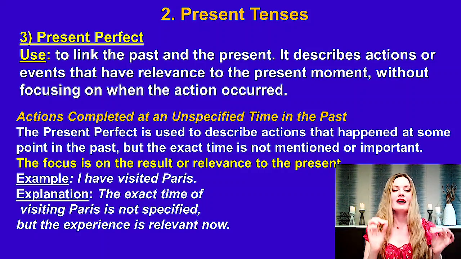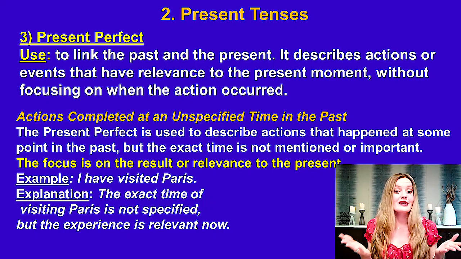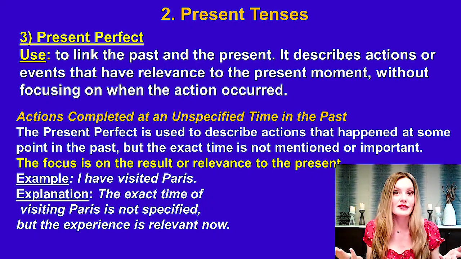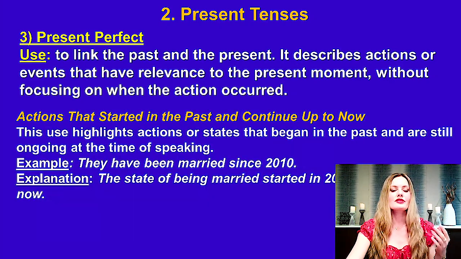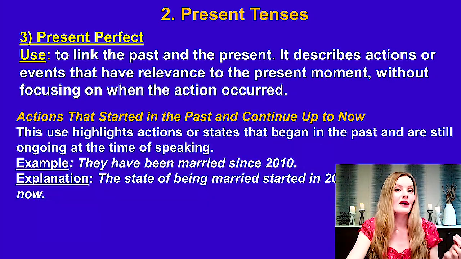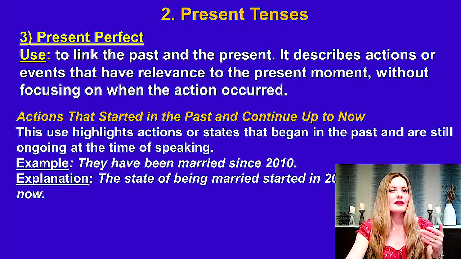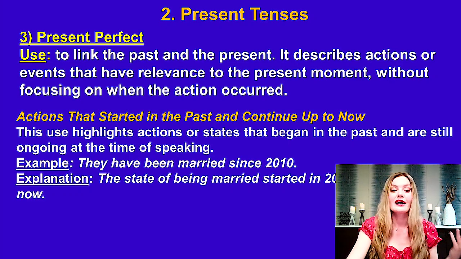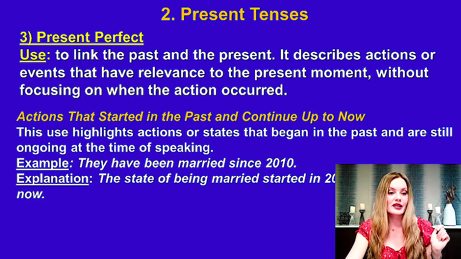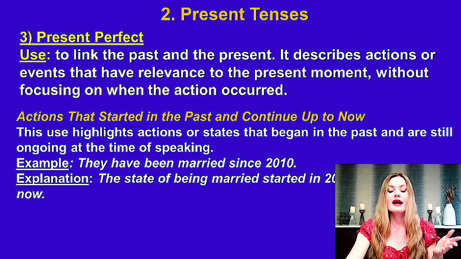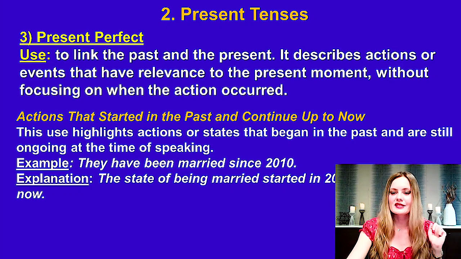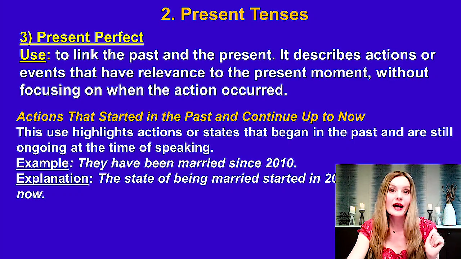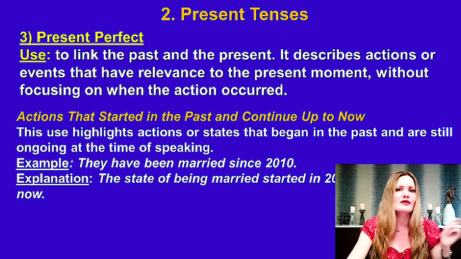For example, I have visited Paris. The exact time of visiting Paris is not specified, but the experience is relevant now. Present perfect also describes actions that started in the past and continue up to now. This use highlights actions or states that began in the past and are still ongoing at the time of speaking. For example, they have been married since 2010. The state of being married started in 2010 and is still true now. They have been married since 2010.